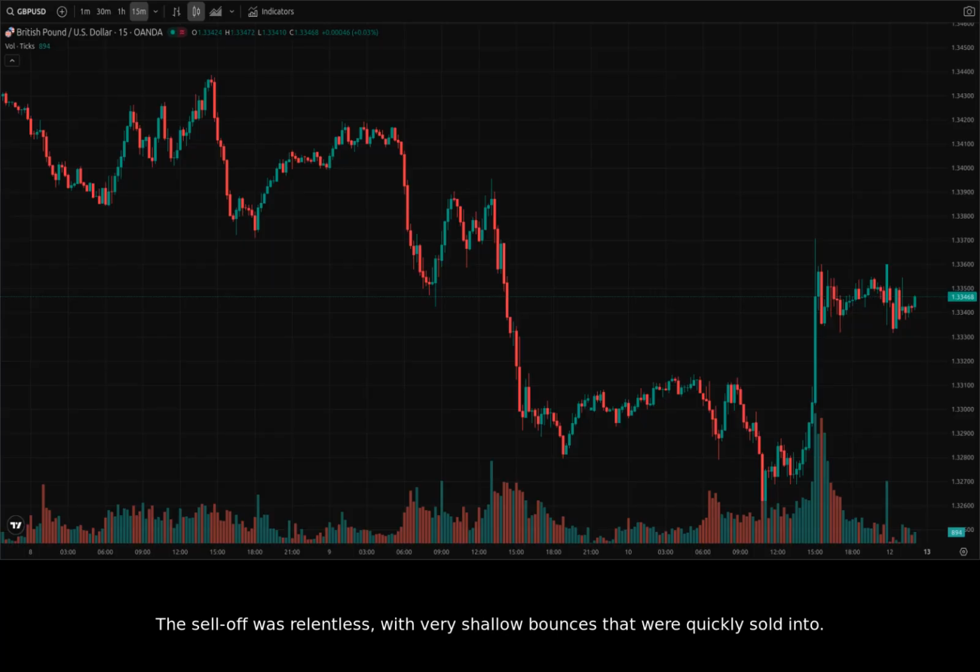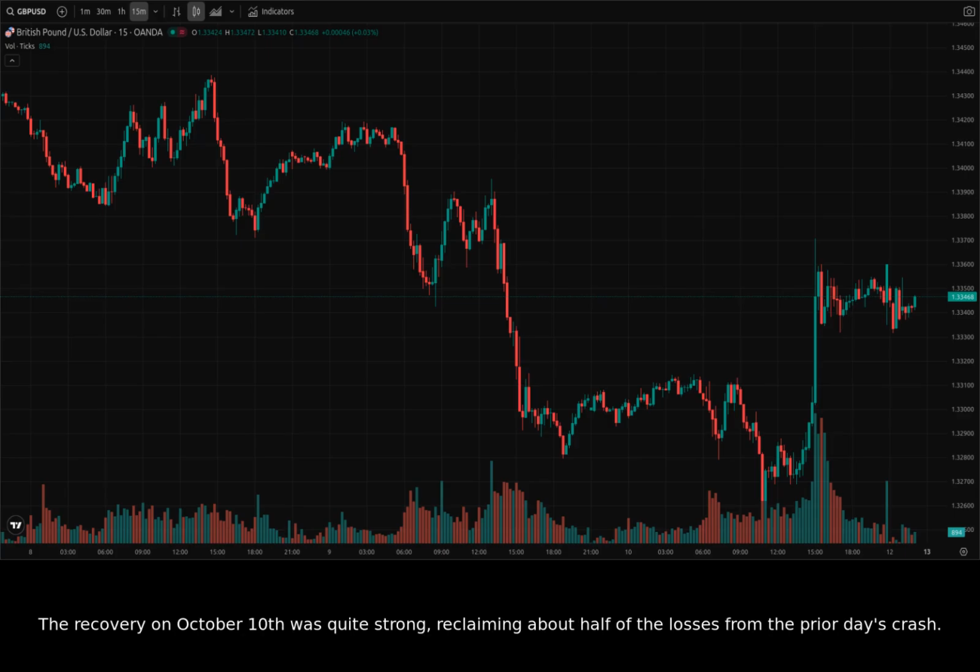The sell-off was relentless, with very shallow bounces that were quickly sold into. This indicates very strong bearish momentum during that period. The decline accelerated dramatically on October 9th, taking out several minor support levels. We can see the bottoming action around that 1.3280 level, where the selling pressure finally exhausted.